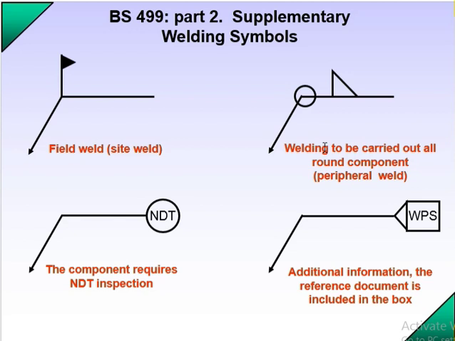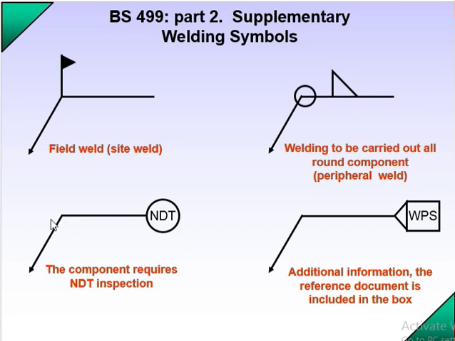Now you see welding to be carried out all round the component periphery. So this is your welding. Here welding should be there, but with the arrow line and the reference line, you can see above the reference line there is a fillet weld. Means on the other side there is a fillet weld, but the welding will be carried out all round the component. Means welding should be done all round, not only in one place. It should be done as an all round peripheral weld.